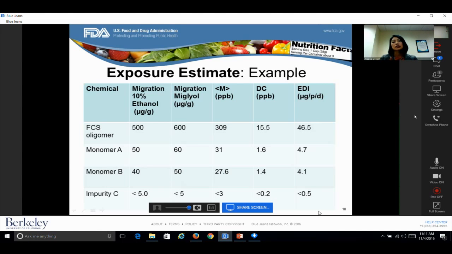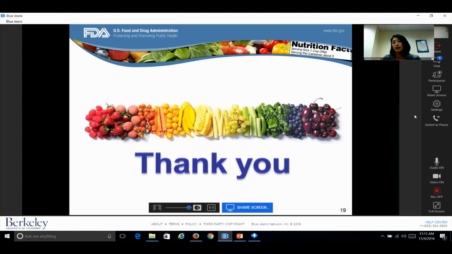Now, once the exposure estimates are calculated for all of the migrants, then that would be all the chemistry information that would be needed, and then the toxicology information in the food contact notification must be submitted to support the exposures of all of those migrants as well. So that is all that I have to talk about on the migration and exposure calculations.